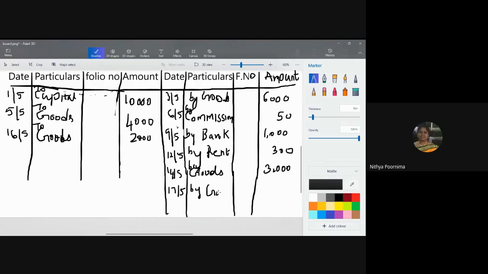By goods. Yes, ma'am. By writing like this, can you make out, right? This is capital, this is goods, goods, goods, commission, bank, rent, goods, goods. Is it clear? Yes, ma'am. Now I have written the ledger entry. Now I need to balance it, right? So if I total it here, how much am I getting?